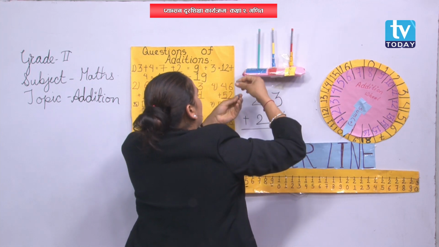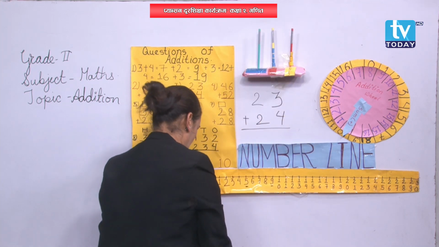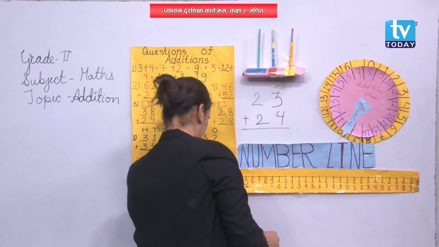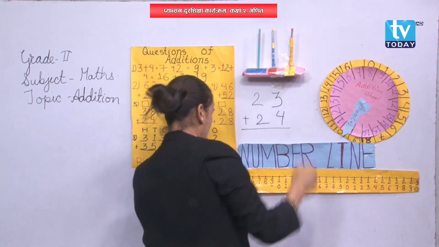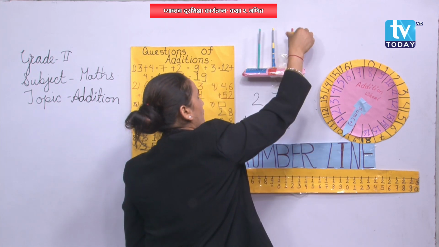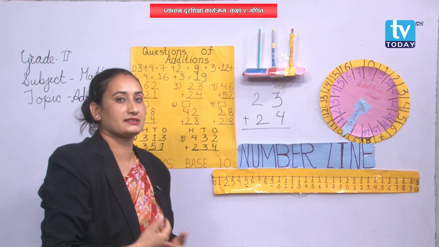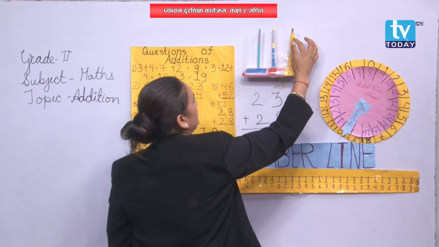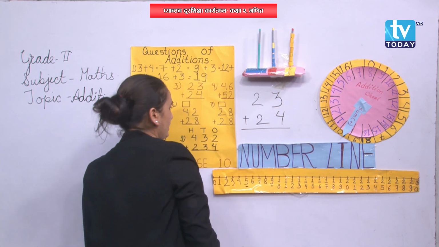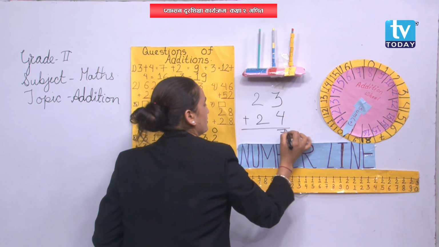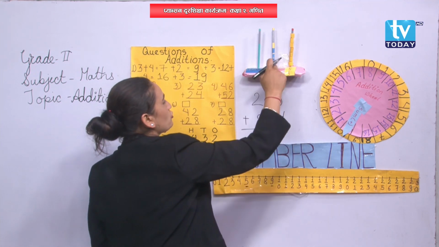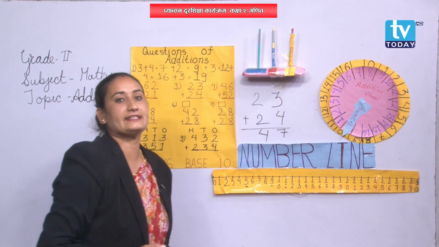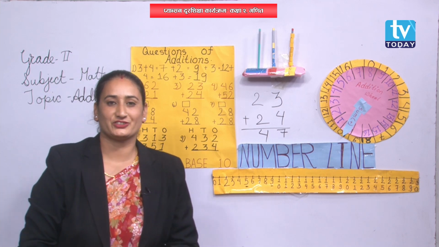10, 20. Now again 4. 1, 2, 3, 4. Altogether how much? Let's count the numbers. 1, 2, 3, 4, 5, 6, 7. 4 plus 3, it is 7. Done. Okay, now 2 plus 2, 1, 2, 3, 4. It's 47. Do you understand?